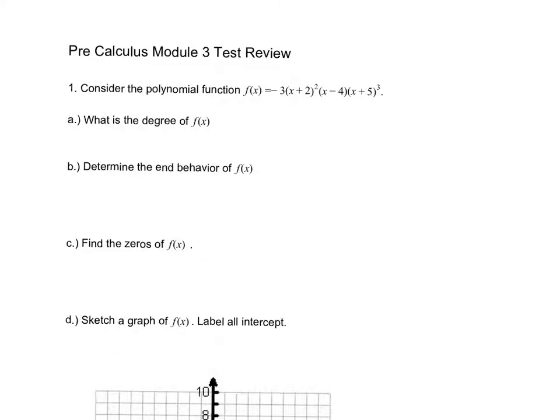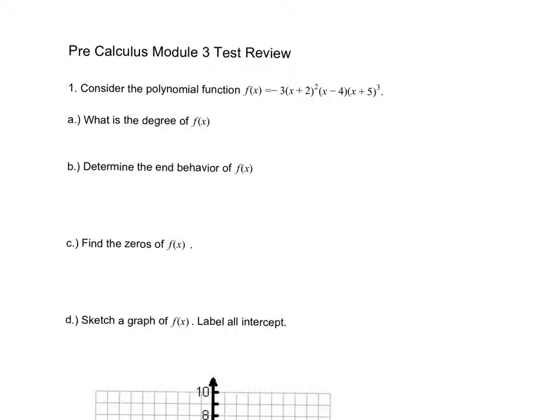So we're going to review some topics that you can expect to see on the Module 3 test. Question 1 says, consider the polynomial function f of x equals negative 3 times (x plus 2) squared times (x minus 4) times (x plus 5) cubed. We want to know what the degree of the function is.